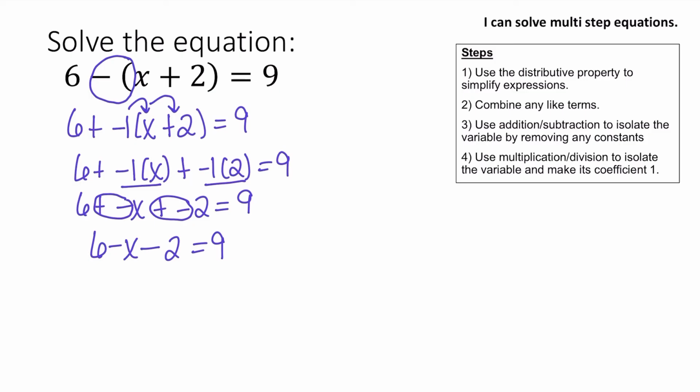Now I'm going to look to combine any of my like terms. So I have 6 and I have this minus 2 that can combine. So 6 minus 2 minus x equals 9. 6 minus 2 is 4. So I have 4 minus x equals 9.